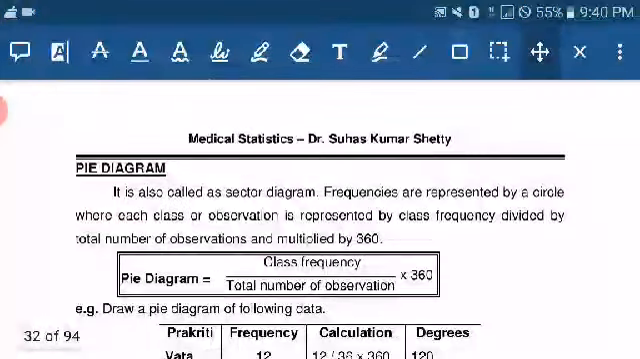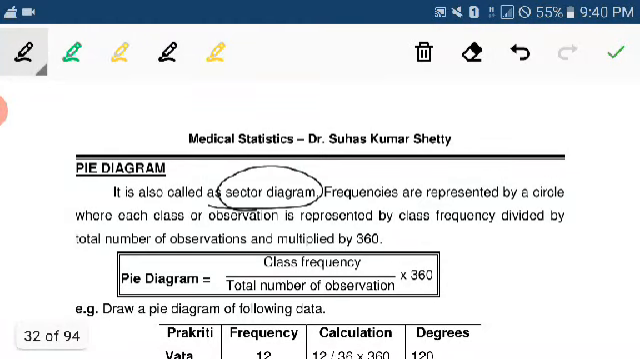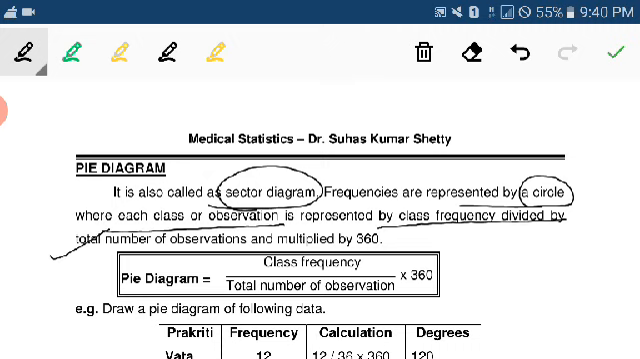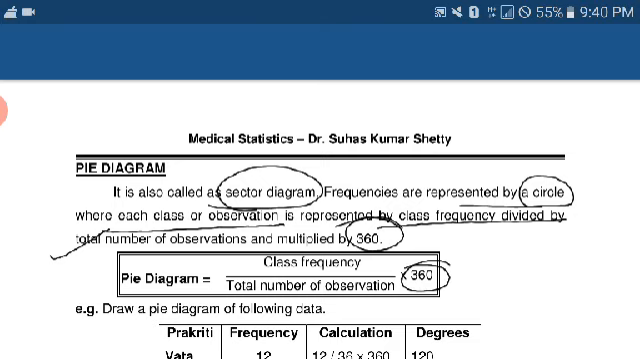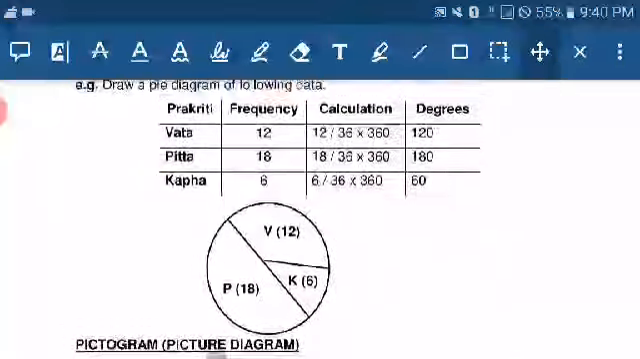Then a pie diagram. What is a pie diagram? It is also called a sector diagram. Frequencies are represented by a circle where each class or observation is represented by the class frequency divided by the total number of observations, multiplied by 360. Pie diagram is nothing but the class frequency upon the total number of observations into 360. Draw a pie diagram for the following data.